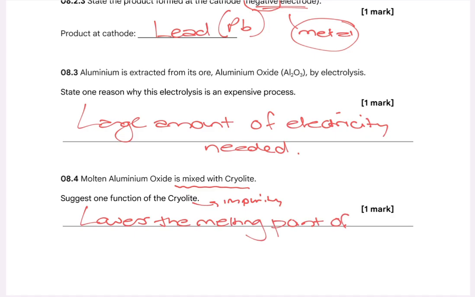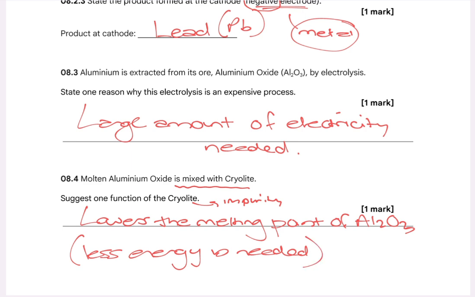So if we reduce the melting point of aluminium oxide, it means we need less energy to melt it. So less energy is needed. And so if we need less energy to melt it, it lowers the cost. That lowering of cost then gets added into the fact that the electricity is expensive in the previous question.